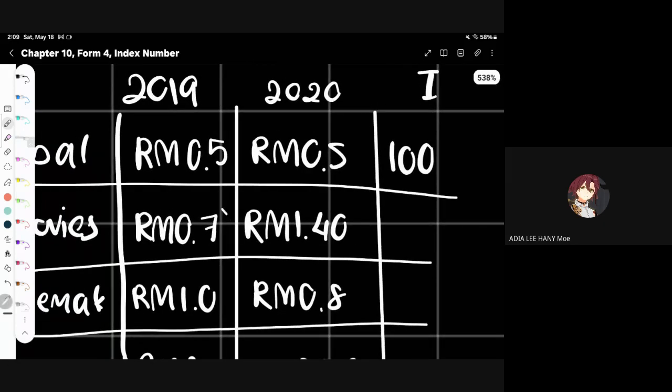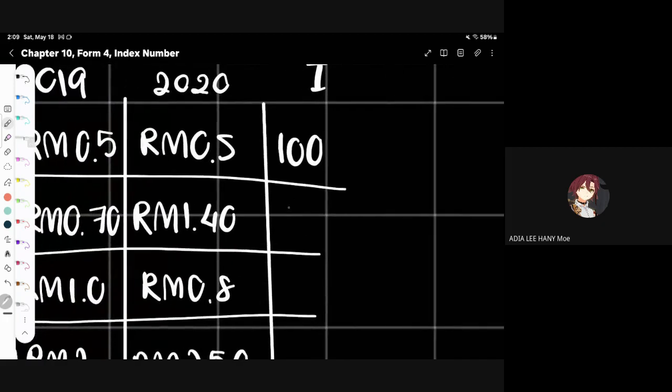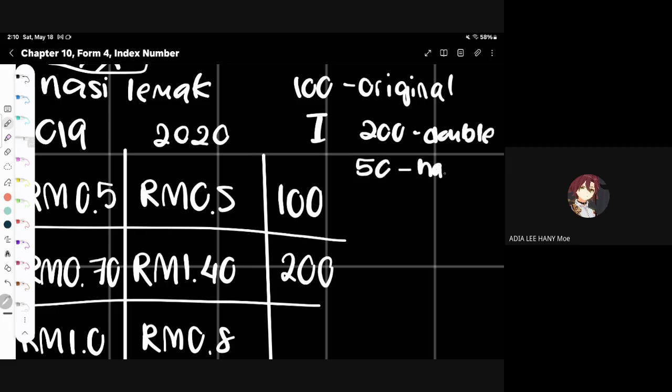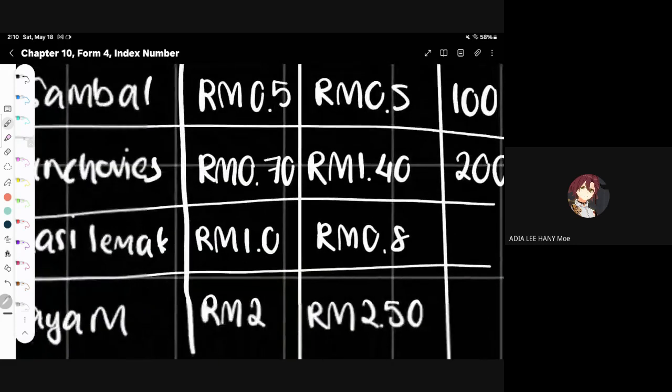So it increased from 70 cent to 1 ringgit 40 cent. That means it increased by 2 times, because 70 times 2 is 140. So the number here should be 200%, because it doubled. Remember, 100 is the original price, 200 is double, and 50 is half. You just have to know how the percentage looks. Now let's look at nasi lemak, from 1 to 0.8. It's hard to do mentally, but we can use a formula.